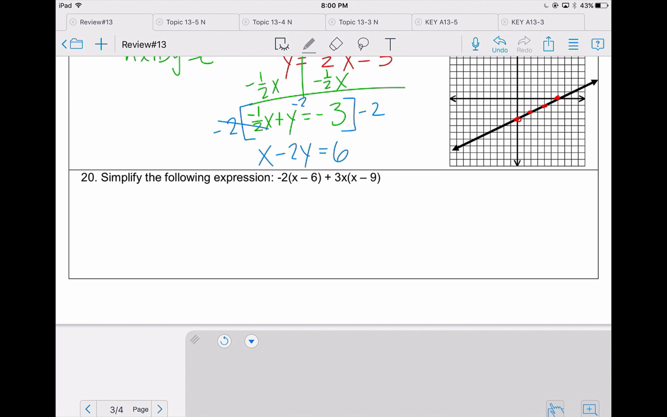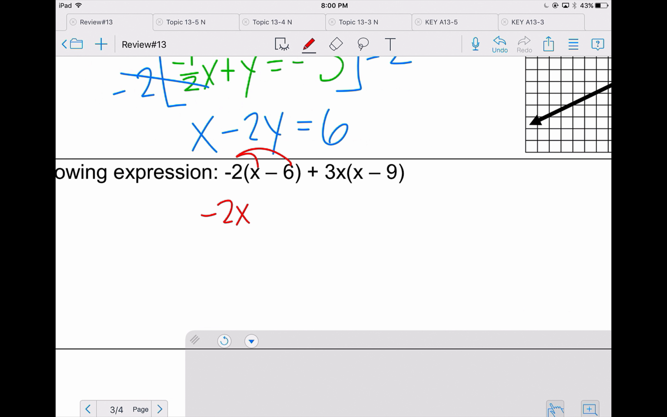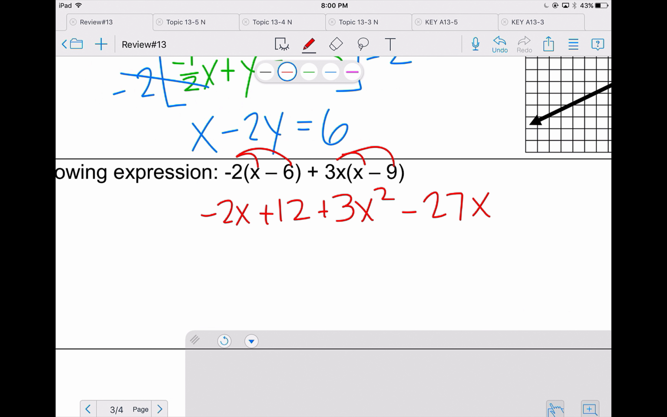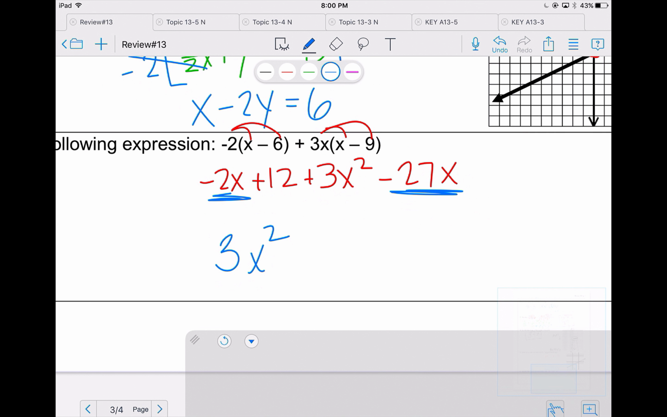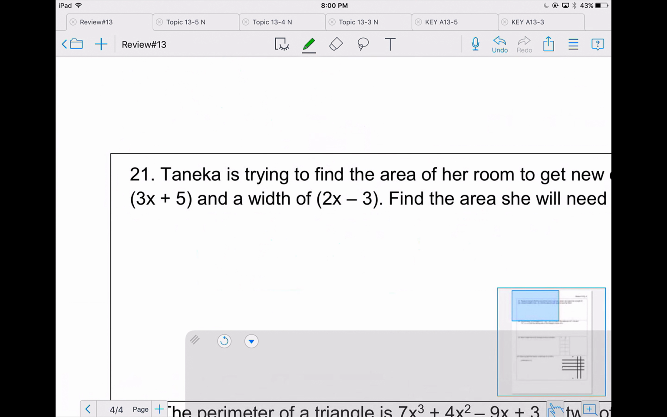Problem 20 asks us to simplify the following expression. So I distribute -2 times x, -2 times -6, 3x times x, and 3x times -9. Remember, when we distribute, we're multiplying. In order to get my final answer, I can't have any repeats. I have 3x squared and nothing to change that. -27x and -2x is a total of -29x, and then a +12 that is not changeable as well.